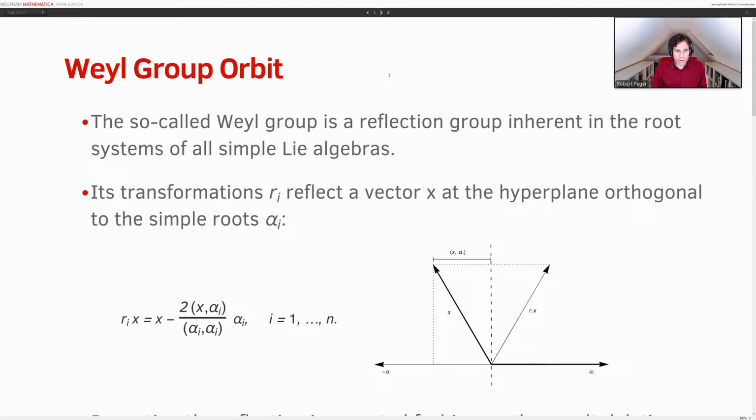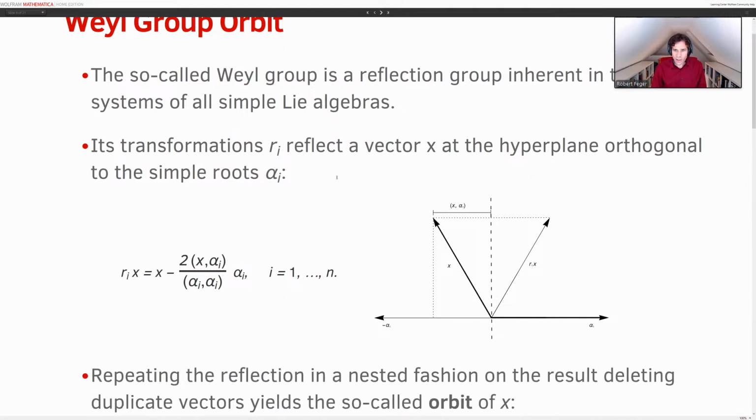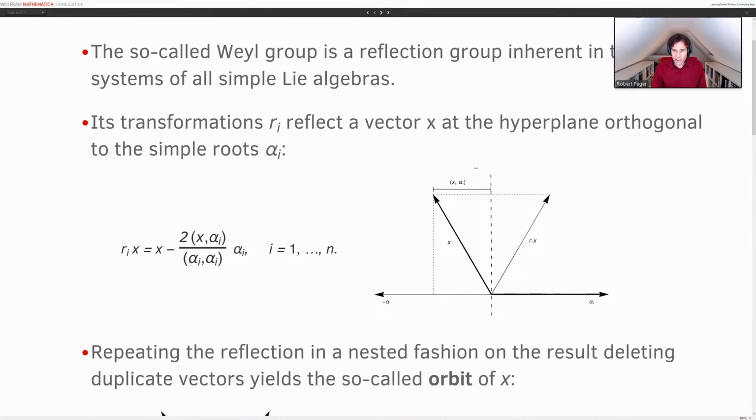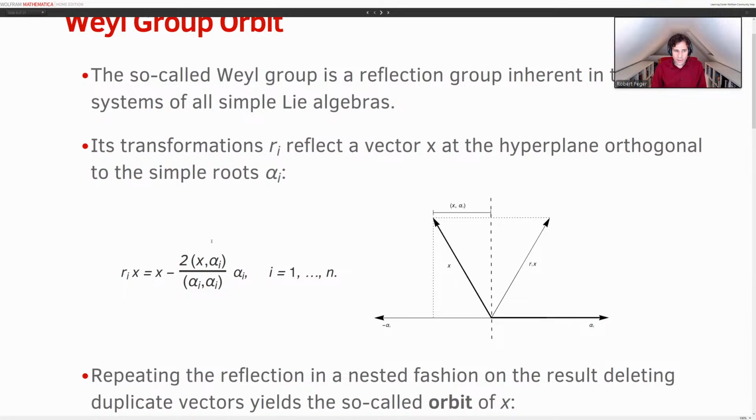There's a so-called Weyl group, which is a reflection group, which is inherent in the root system of all simple Lie algebras. So the Weyl group is doing a reflection, and let me explain to you how this reflection works. This is a transformation R_i, which reflects a vector x at the hyperplane which is orthogonal to the simple roots alpha_i. So look at this picture here.